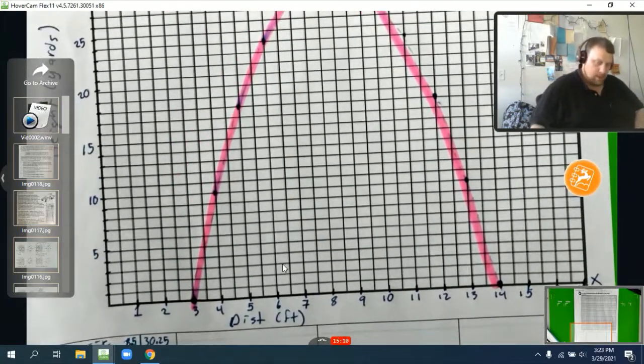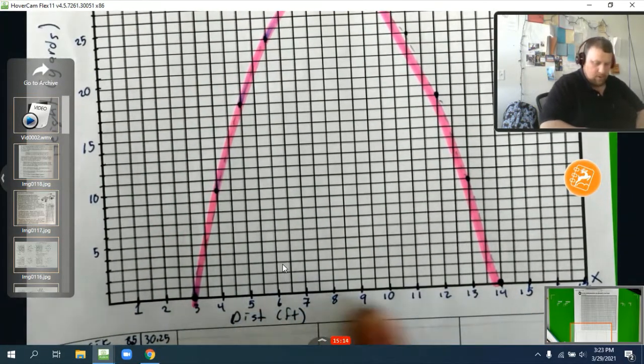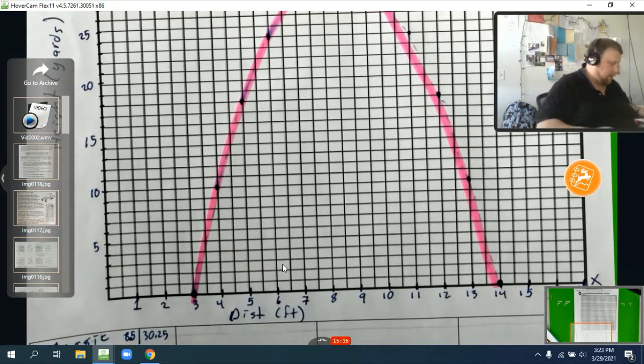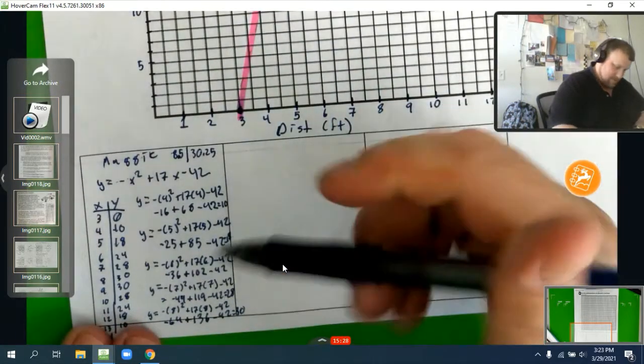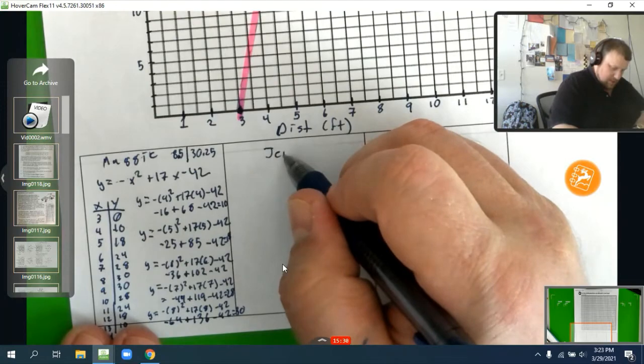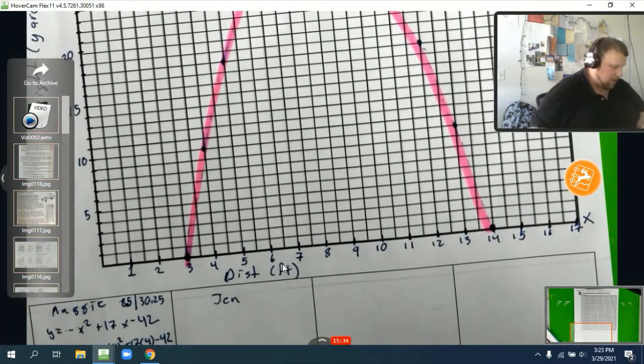Okay? So we see it went from 3 feet to 14 feet. So this one traveled a total of 11 feet. That's pretty good. Let's read about the next person. The next person is Jen Eris. We're just going to label this Jen. And you'll see the picture up above. It actually shows us what the graph looks like.